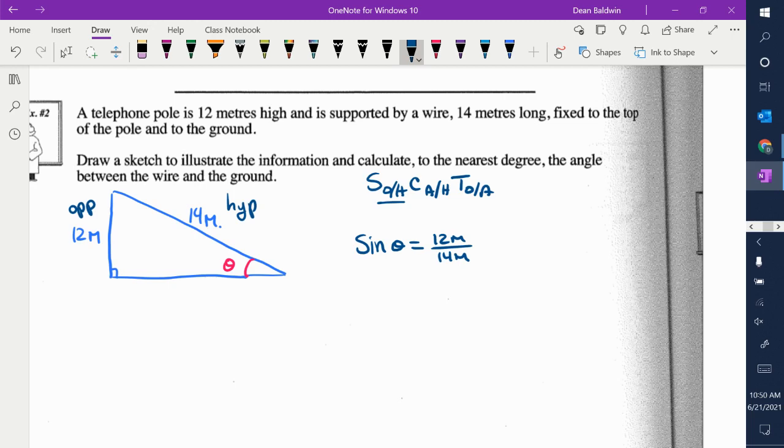How do I find the angle? Yeah, you do the negative thingy. So theta is going to be sine to the minus 1 of 12 over 14. Which, going to the nearest degree, so round to the nearest degree, is 59.